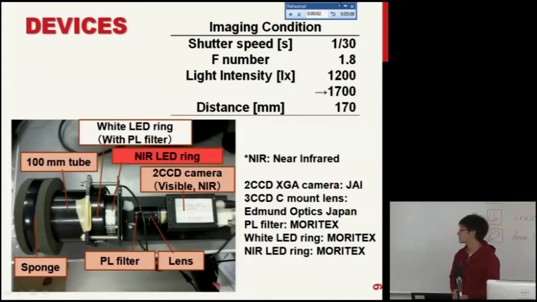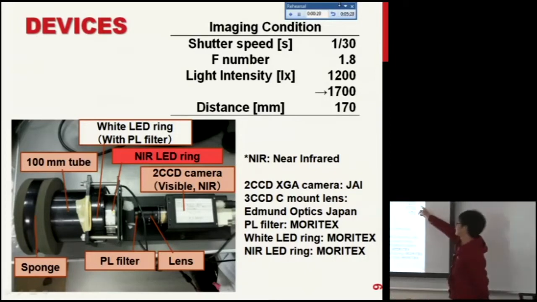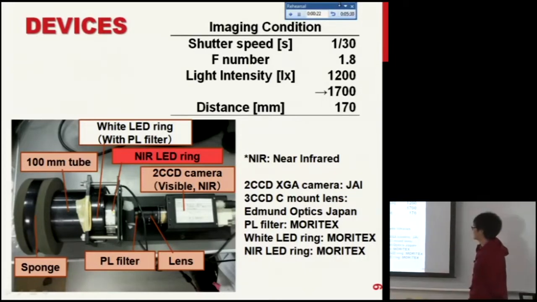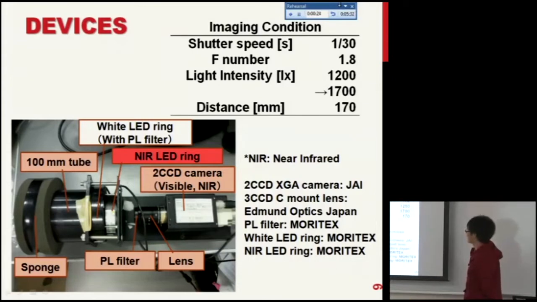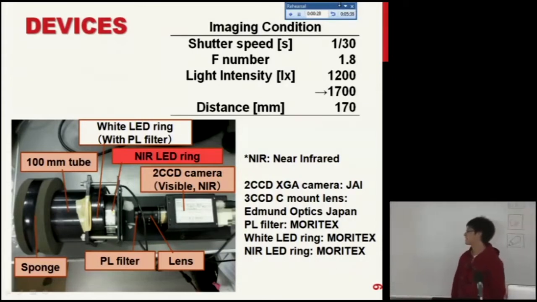Here is the device to get the image. We used a 2CCD camera to get a visible image and an NIR image at the same time. And in the experimental period, we changed the light intensity from 1,200 to 1,700.